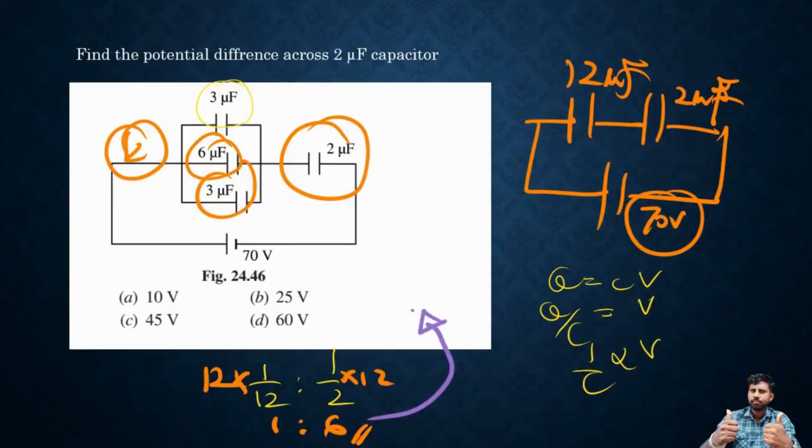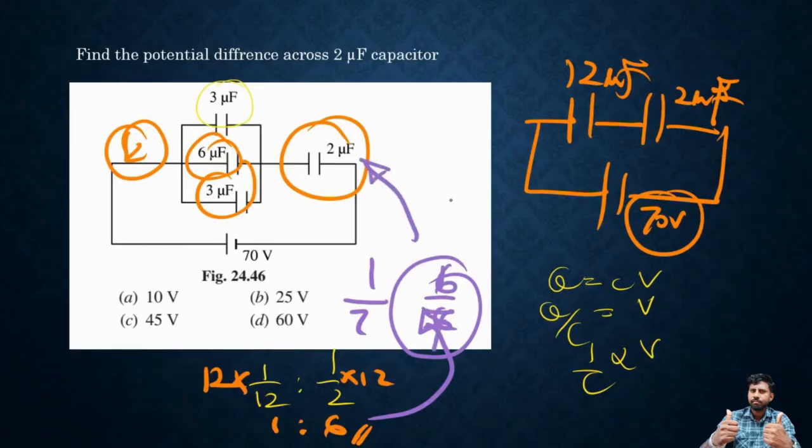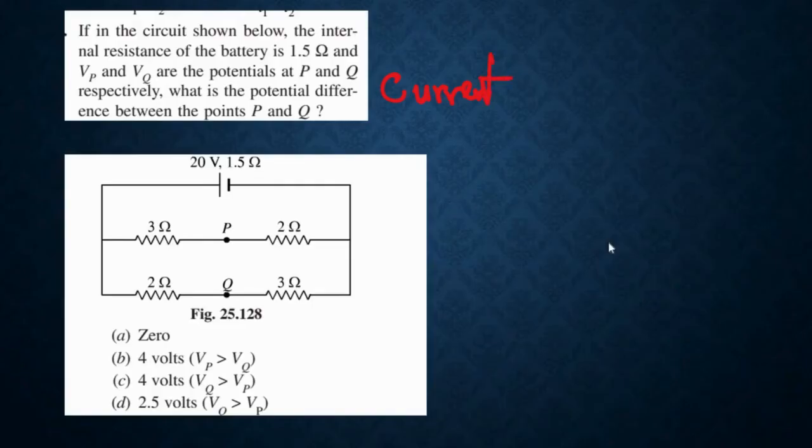Then let's get the fraction from it. Once we add these two, that becomes 7. So 1 over 7 and 6 over 7 is the fraction, and 6 over 7 is for the 2 microfarad capacitor. So 6 over 7 into the given potential 70, so 60 volt, that is our answer. Easy method. Alright, moving into a current electricity question. Let's read the question now.